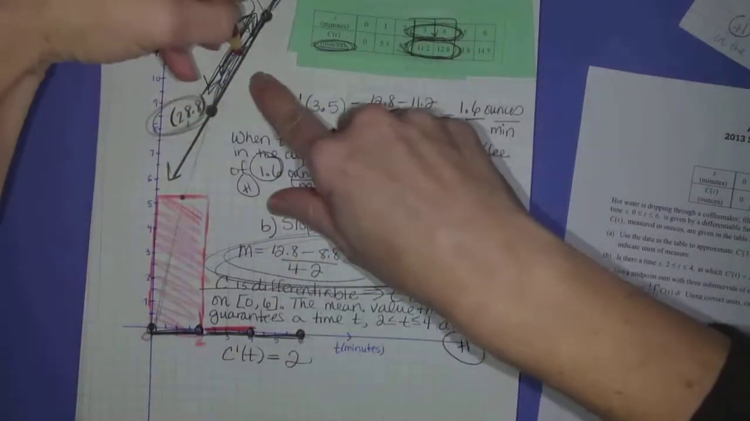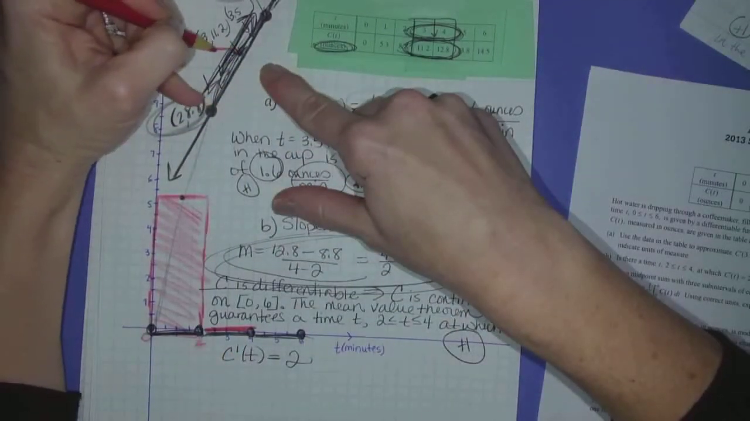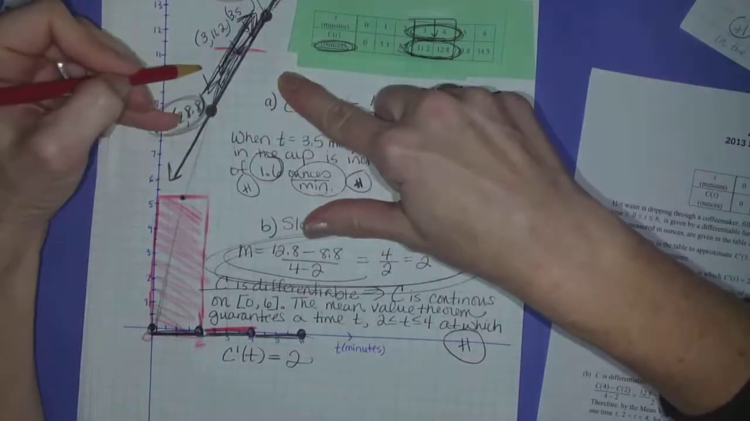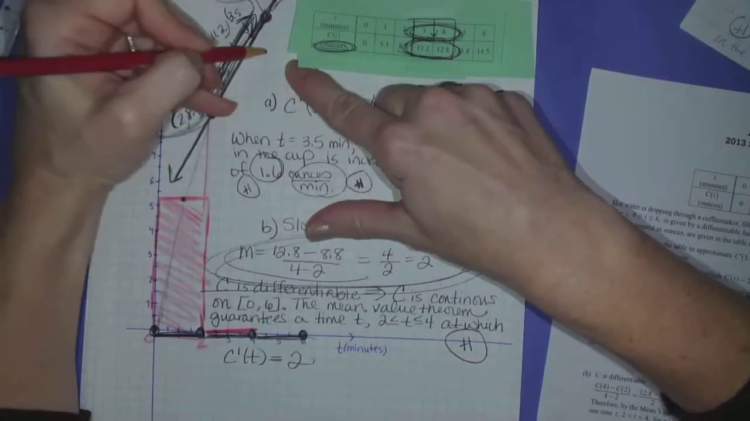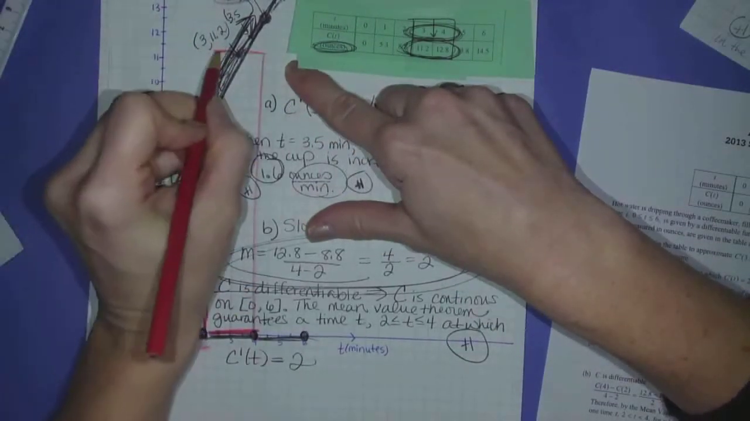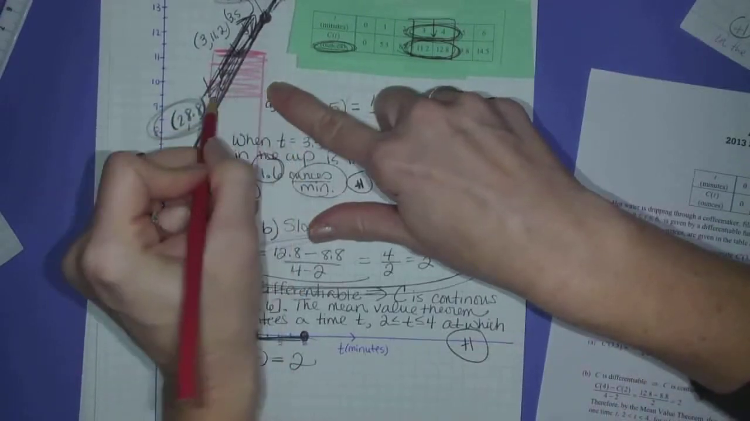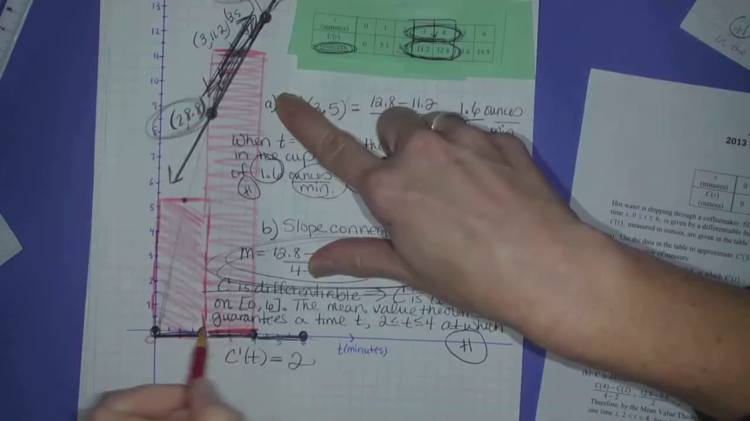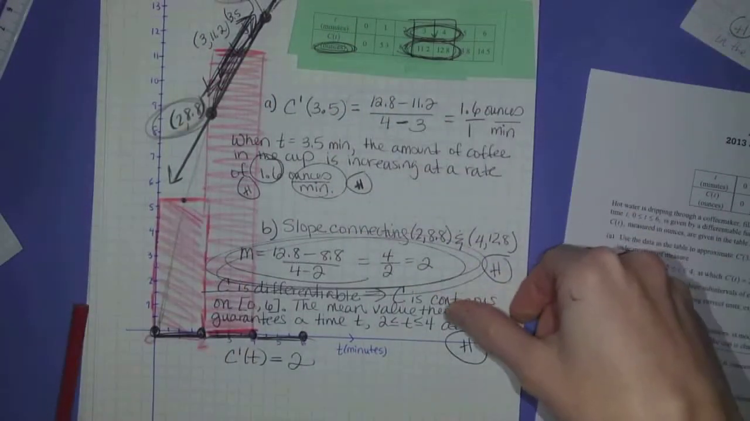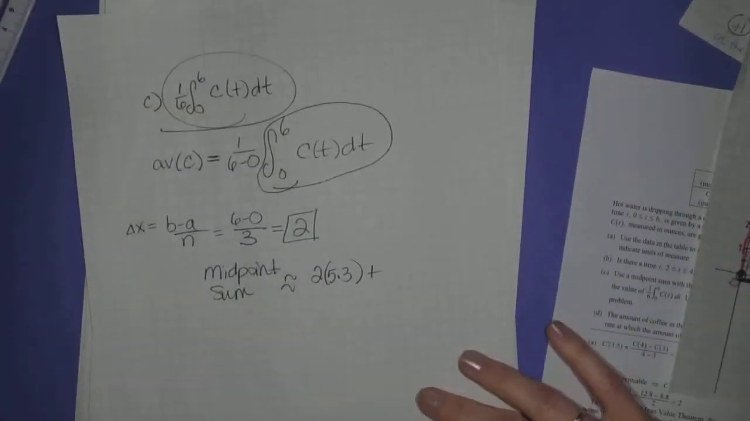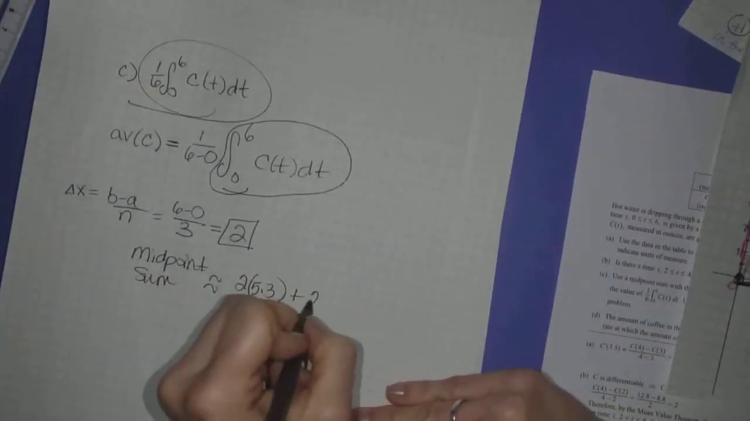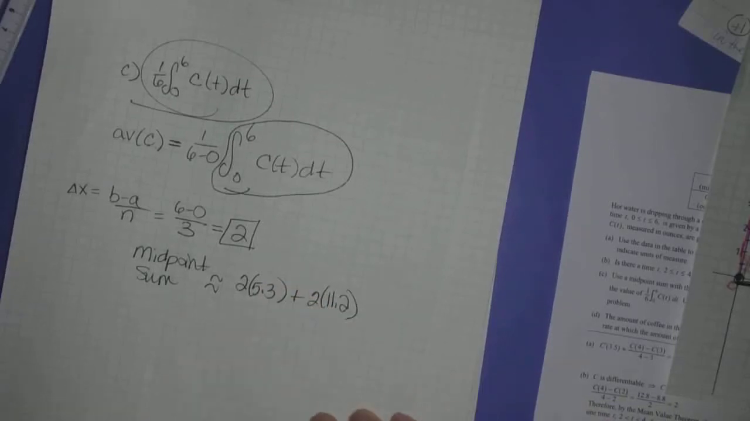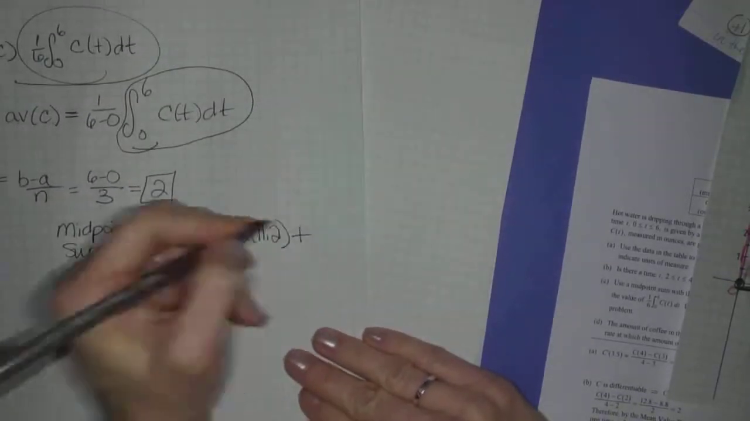311.2, which was right here. Come across, drop down, and there you have it. Second rectangle, second midpoint rectangle is a 2 by 11.2. Where is that? I'm losing it here. A 2 by 11.2. And then my final rectangle is going to be from 4 to 6.